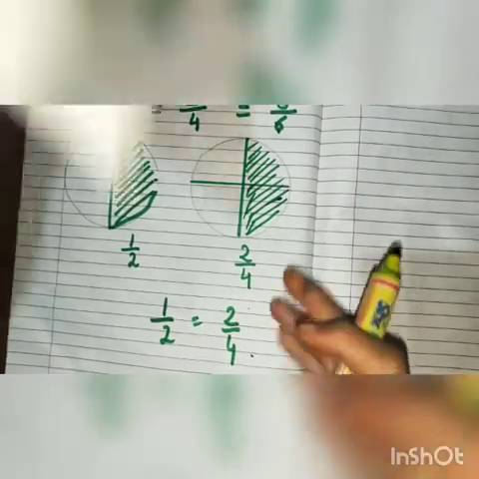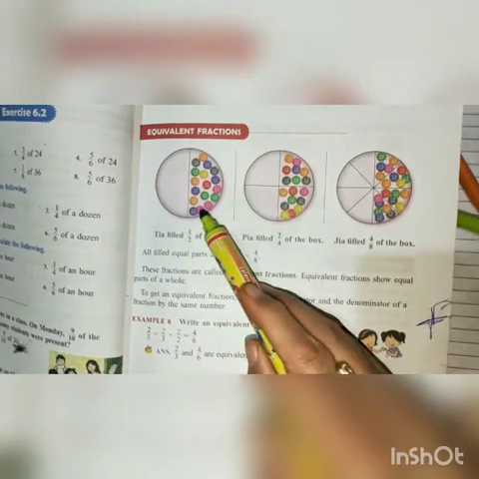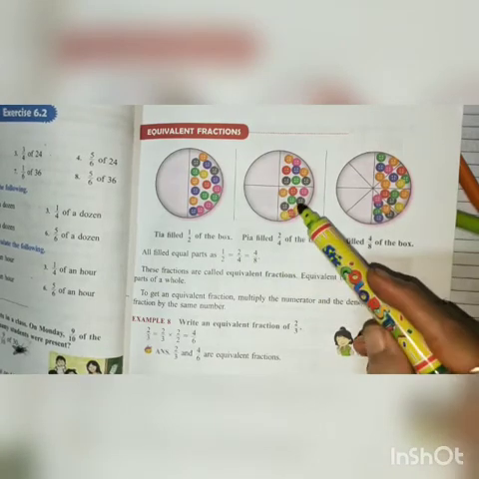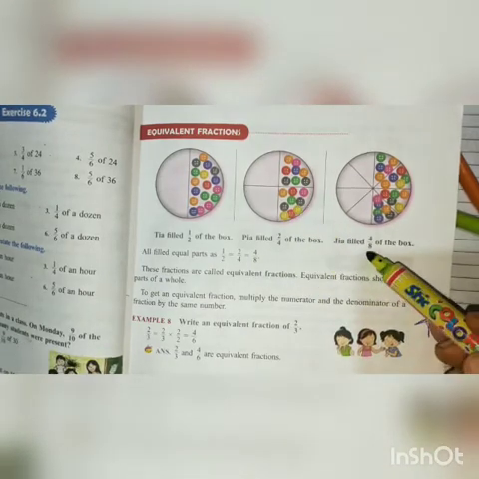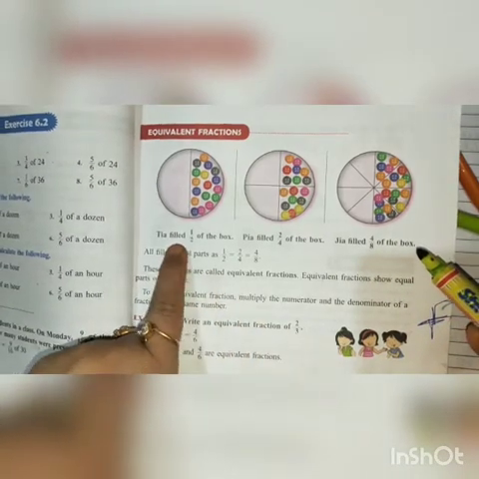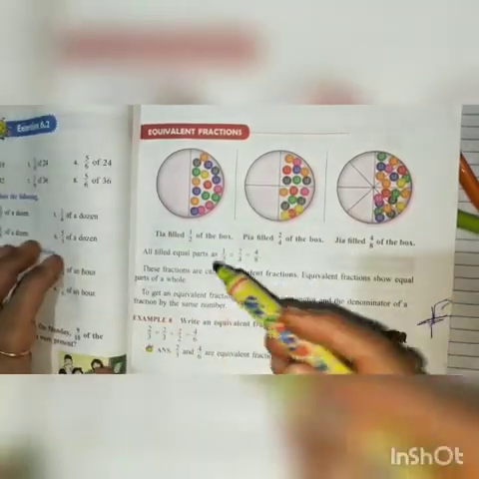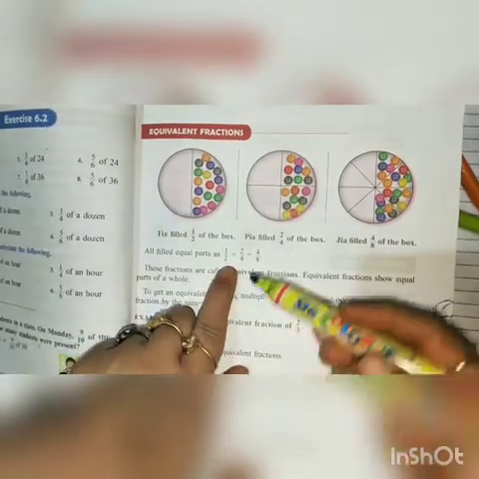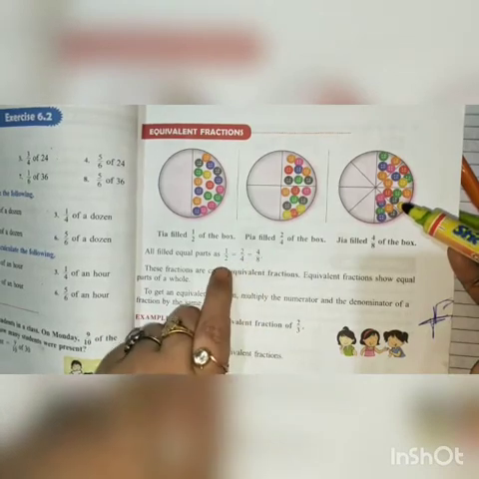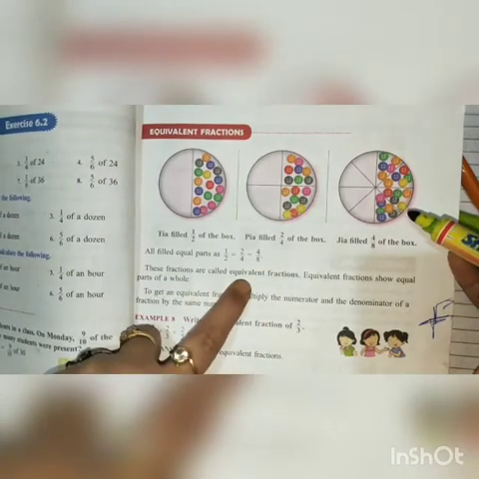Here in your book one example is there. Tia filled half of the box with buttons. Here Pia filled 2 by 4 of the box with buttons. Here Gia filled 4 by 8 of the box with buttons. All these 3 girls filled half the circle with buttons. It means the fraction of this circle is 1 by 2, of this circle is 2 by 4, of this circle is 4 by 8. It means these 3 fractions are equivalent fractions.